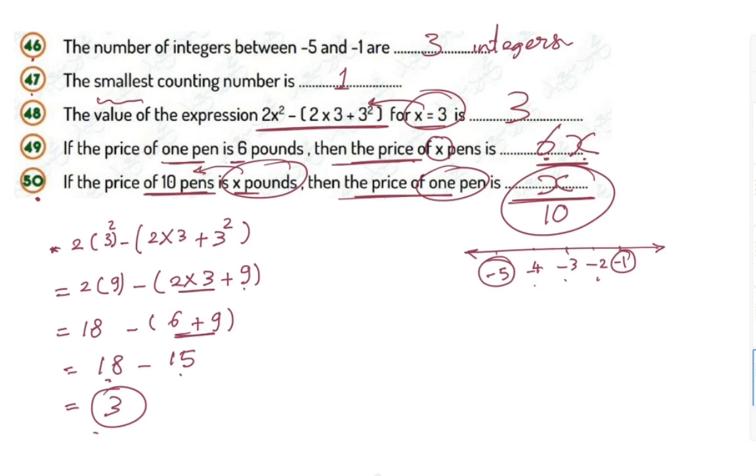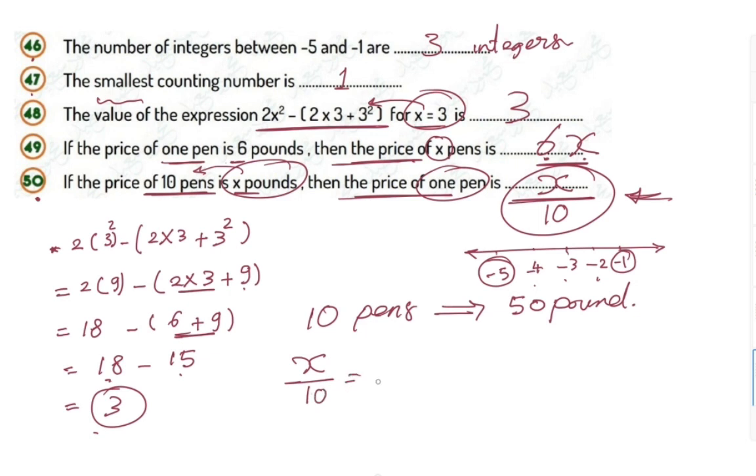As an example, you buy 10 pens for £50. I need to find the value of 1 pen. Just use this relation, x over 10. Now x equals the total price, 50, over 10. 50 over 10, cancel the zeros, so 5 over 1 equals 5. So the price of 1 pen equals 5, and so on. So this relation is the correct relation.